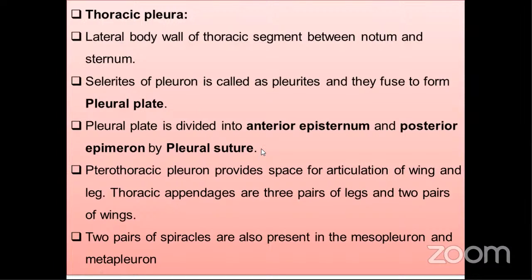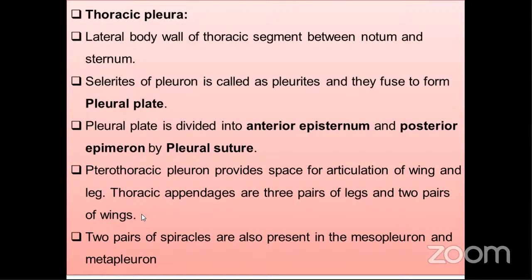So don't confuse it, remember this point, otherwise you will confuse them. Anterior episternum and posterior epimeron come under pleural regions, not under sternal regions. Eusternum and spinosternum come under the sternal region. Definitely they will ask this type of question, because it is a little bit tricky.